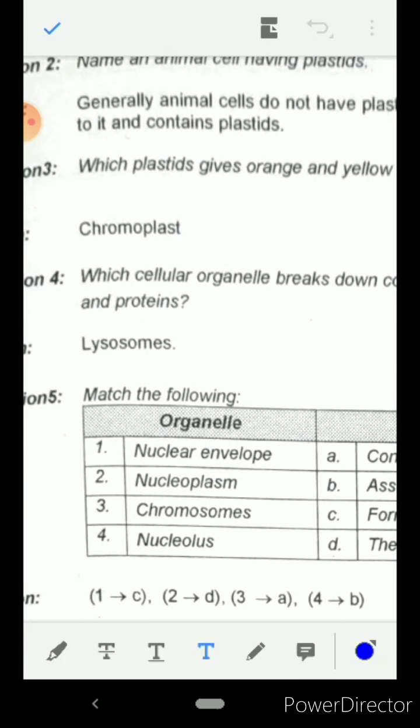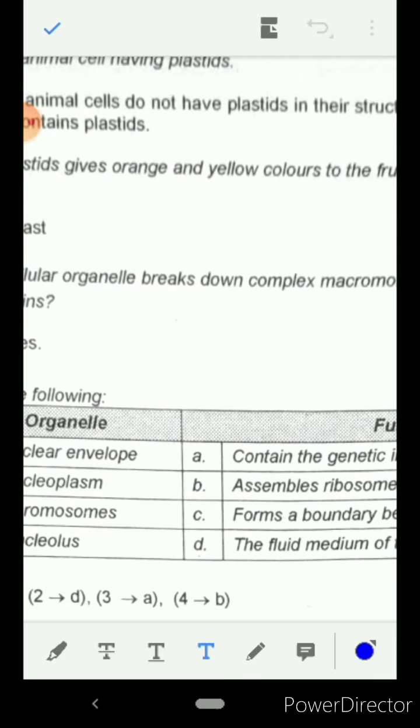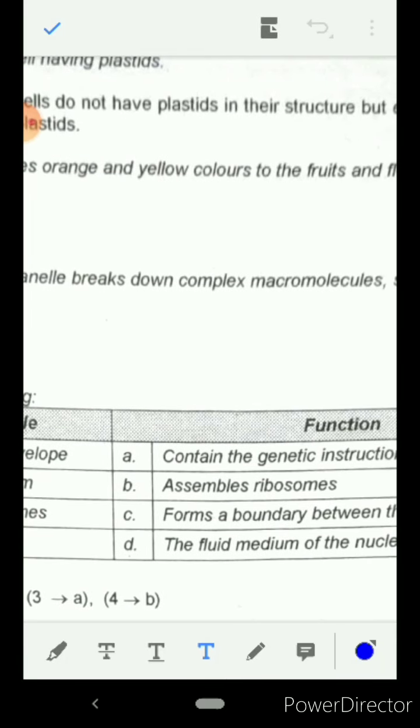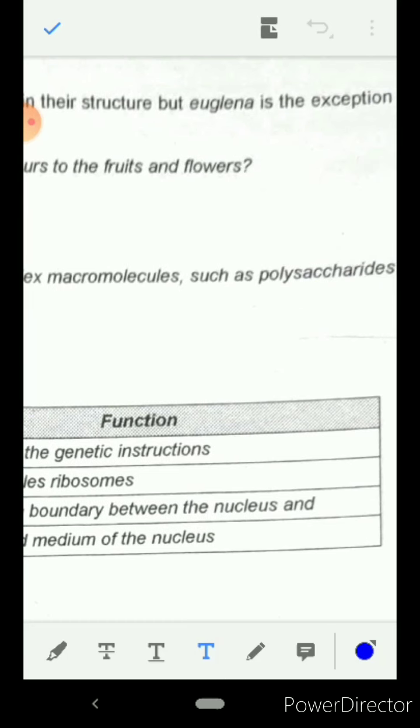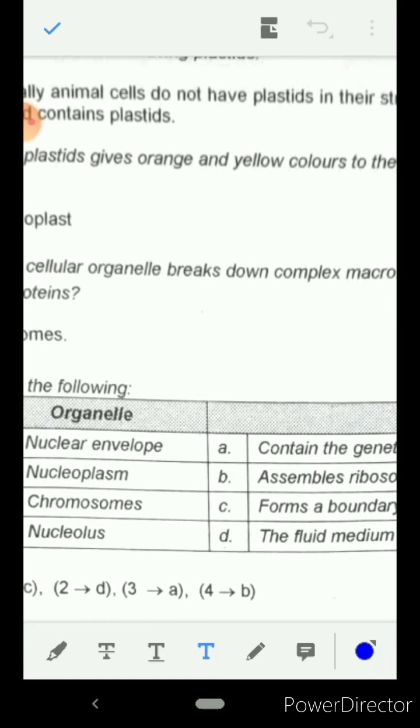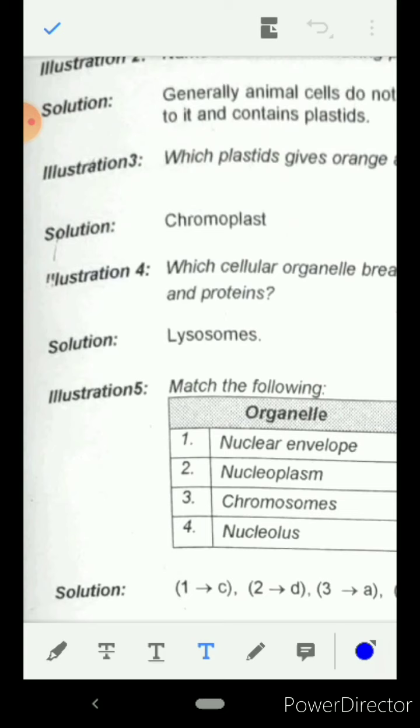Which cellular organelle breaks down complex macromolecules such as polysaccharides and proteins? Answer is lysosomes.